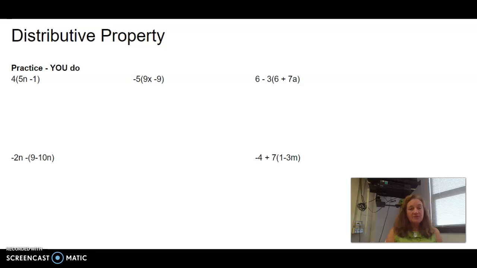The next one, -2n minus, and then you have the parentheses. Don't forget your ninja number. What goes between that negative sign and the parentheses? Write it down. And then the last one, remember, you're not multiplying through by -4. It's the 7 that's touching the parentheses, so that's what you're multiplying by.